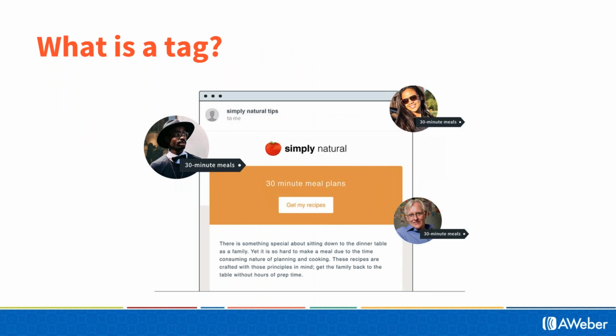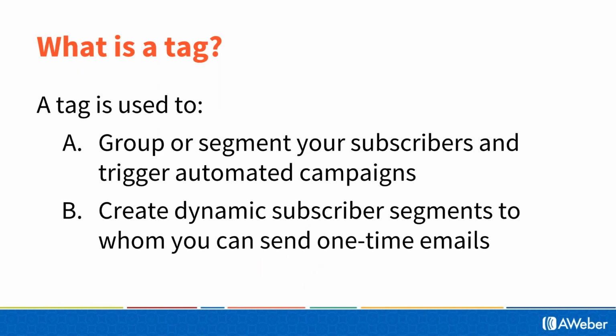What is a tag? A tag is really a word or a phrase that is appended to a subscriber based on their interests, based on their actions. A tag can be used to group or segment your subscribers and trigger those automated campaigns, those automated series of emails. It can also be used to create dynamic subscriber segments to whom you can send those one-time emails. So it's effective in both email automation as well as your manual one-time emails that you're sending out. If you're sending out a newsletter, you can create dynamic subscriber segments based on those tags when a subscriber is tagged in a certain way.